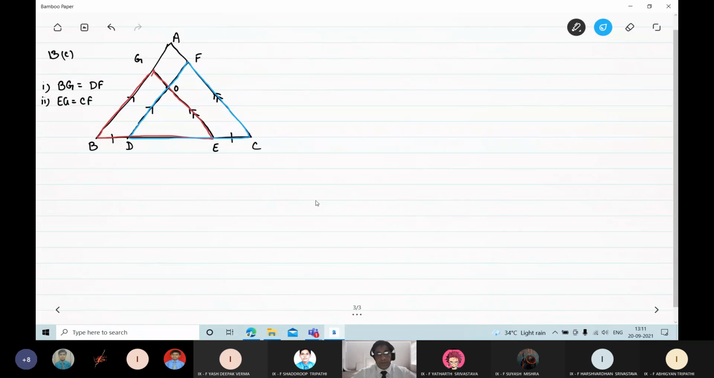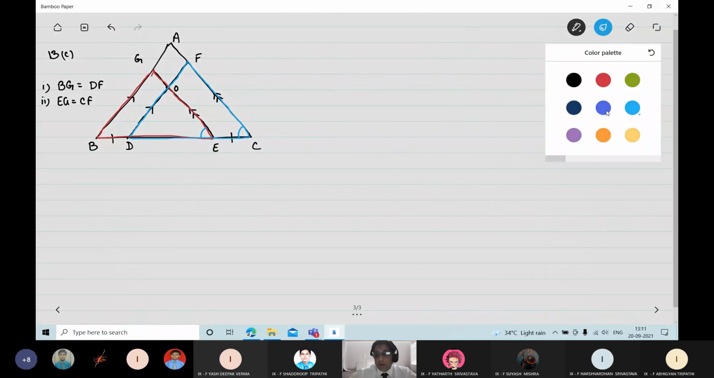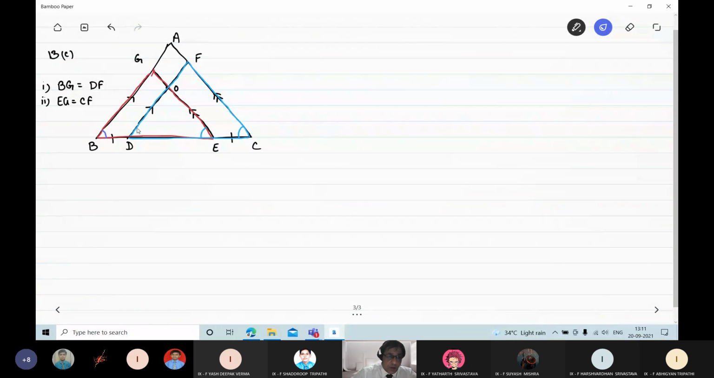Children, is this clear? Yes, sir. Now see, because these two lines are parallel, I can say that this angle will be equal to this angle, corresponding angles. And because these two lines are parallel, we can say that this angle will be equal to this angle here. Is this clear? Again, corresponding angles.